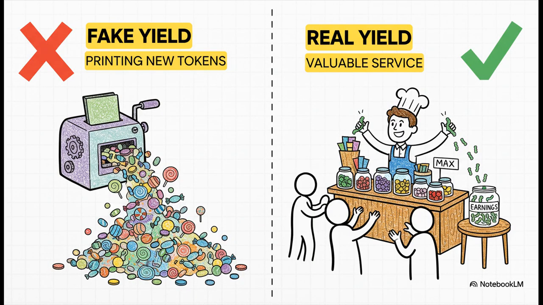And this brings us to another huge concept, real yield. This is money that's earned from a real job in the DeFi world. The protocol is providing a valuable service, making trading easy, and people are paying for it. It's not just printing new tokens out of thin air, which would be like having a magic candy printer that just makes everything worthless. This is real revenue, earned just like Max earned his pile of candy. And that's what creates real sustainable value.